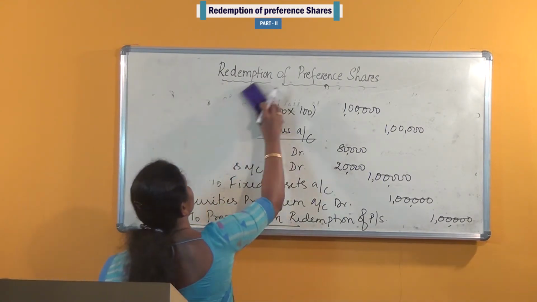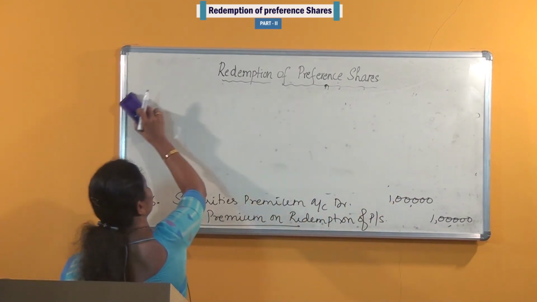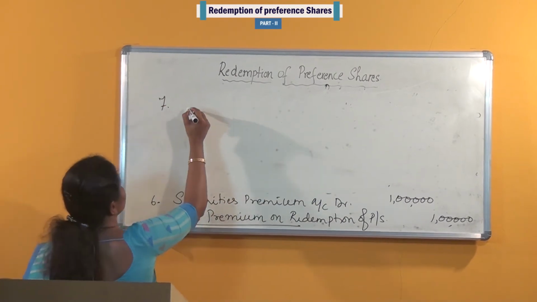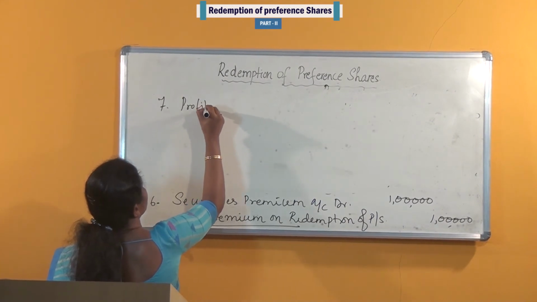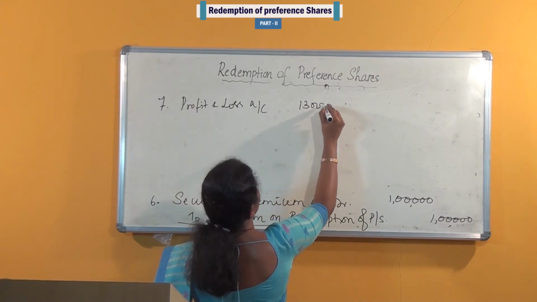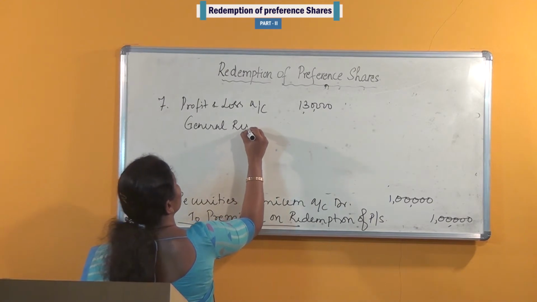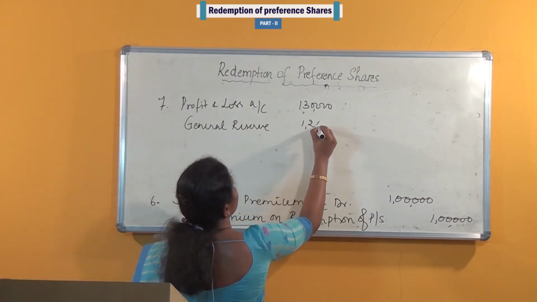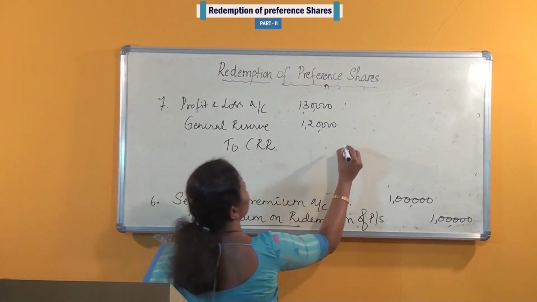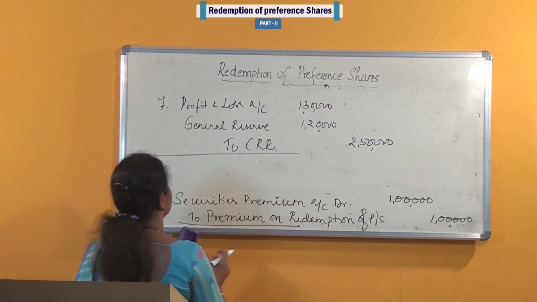Next we can move to third step, that is nothing but creation of capital redemption reserve. As we know that in this sum, the capital redemption reserve is created out of profit and loss account balance to the extent of rupees 1,30,000 and remaining is out of general reserve to the extent of rupees 1,20,000. So, total capital redemption reserve created is 2,50,000. This is the entry under third step.